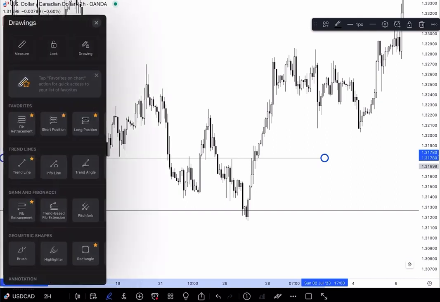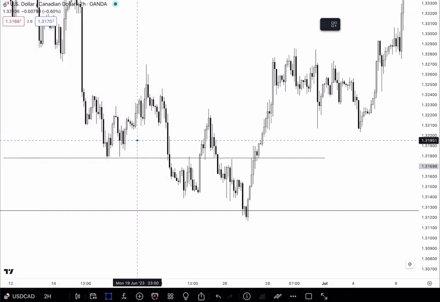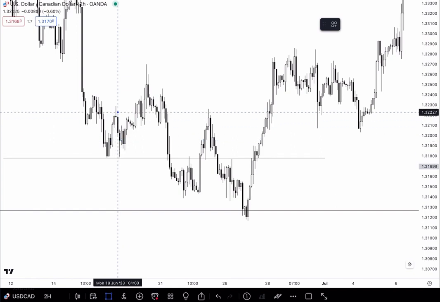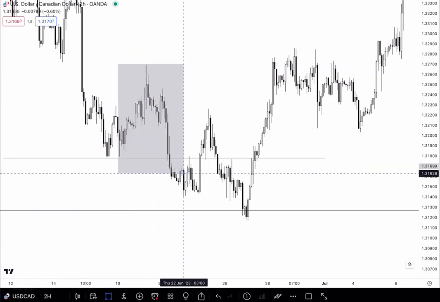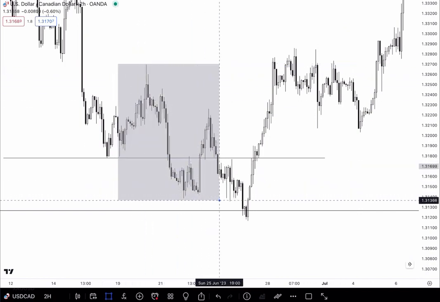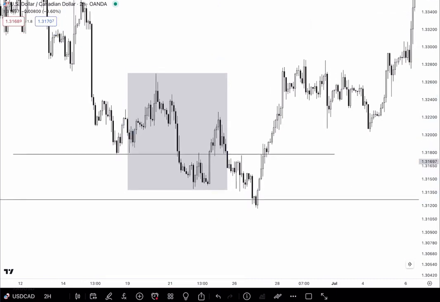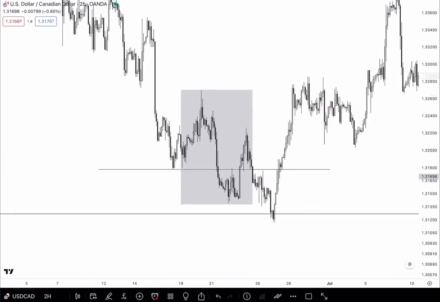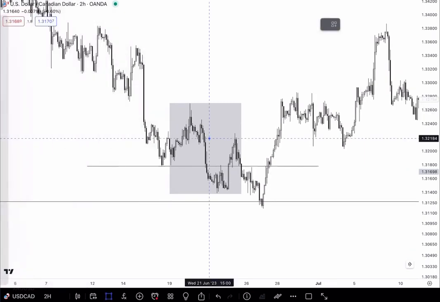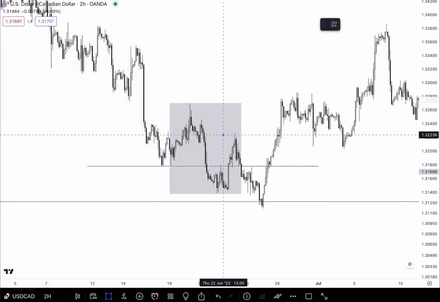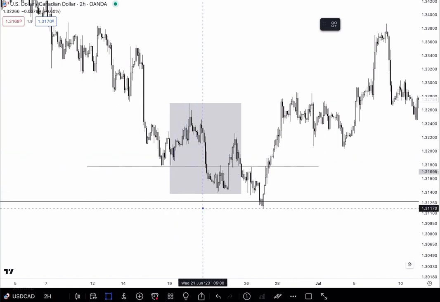So this, where's the week? Weekly candle up until here. Accumulation, chopping around, up and down.